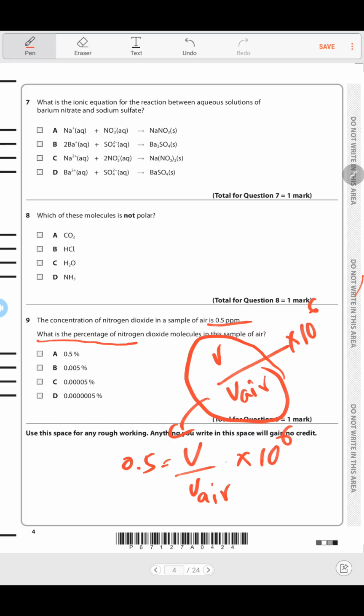First of all, make the ratio the subject: V over V of air equals 0.5 times 10 to the power minus 6. Once you do that, they ask us to calculate the percentage, so multiply this by 100. You get 0.5 times 10 to the power minus 4. So the answer will be C. It's a very easy question.